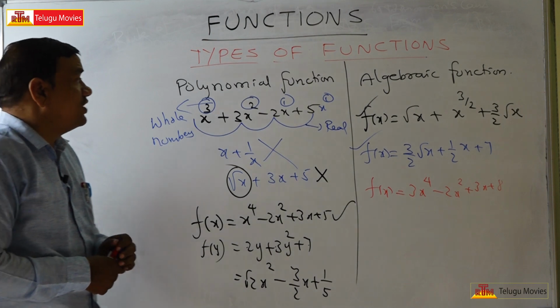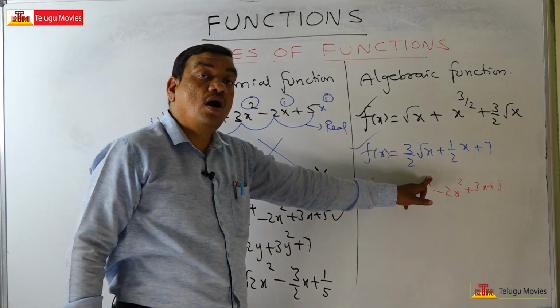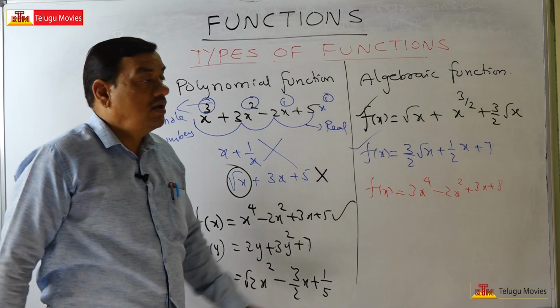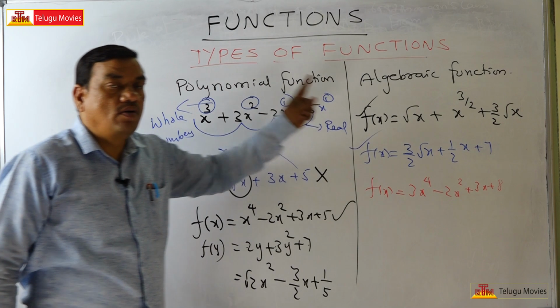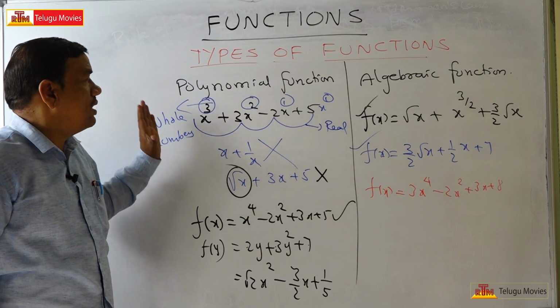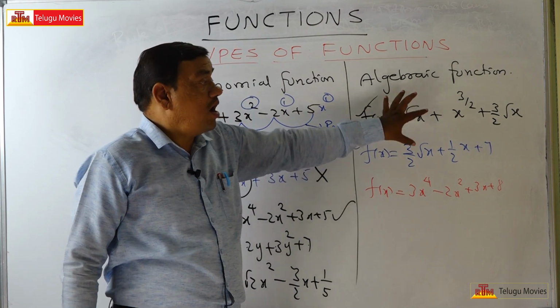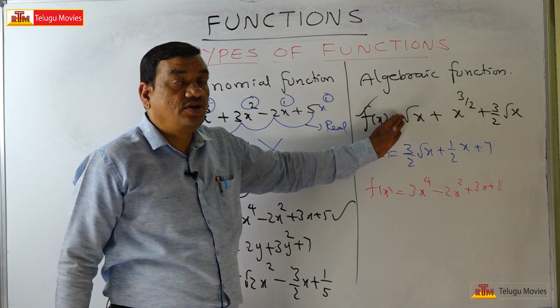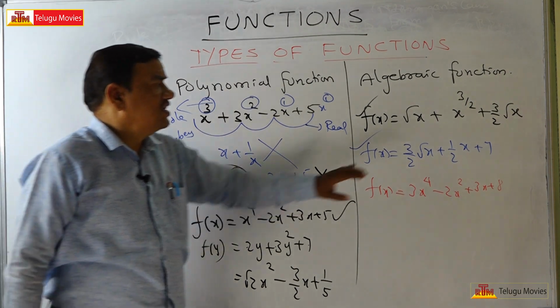So from this, what can you say? All polynomial functions are algebraic functions, but all algebraic functions need not be polynomial functions. All polynomial functions are algebraic functions. All algebraic functions need not be polynomial functions. Understand this clear?